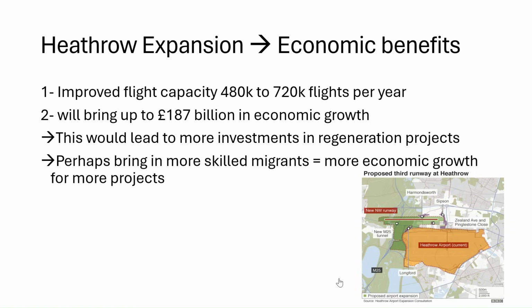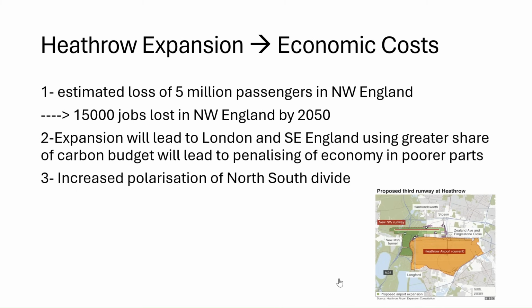And it will bring up to £187 billion in economic growth per year extra. And this will lead to more investment in regeneration projects as there's just generally more income in the area. This will also bring in more skilled migrants, which means more economic growth for projects, and again, building a more skilled economy to drive economic growth and increase the potential for regeneration projects.